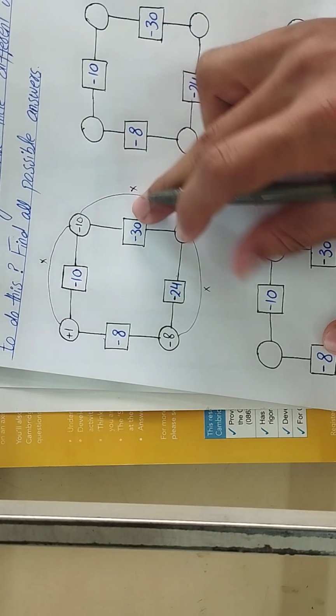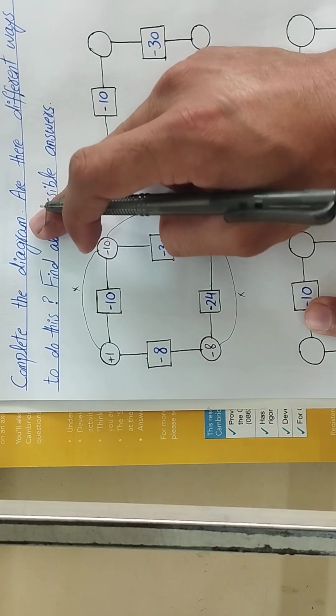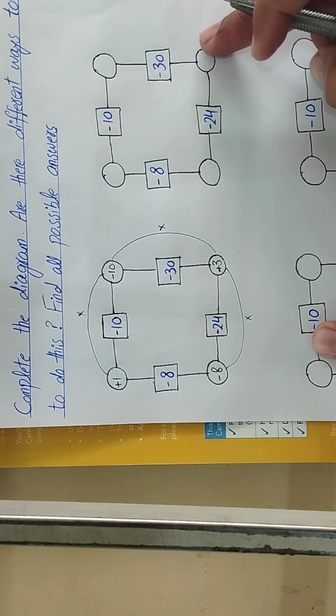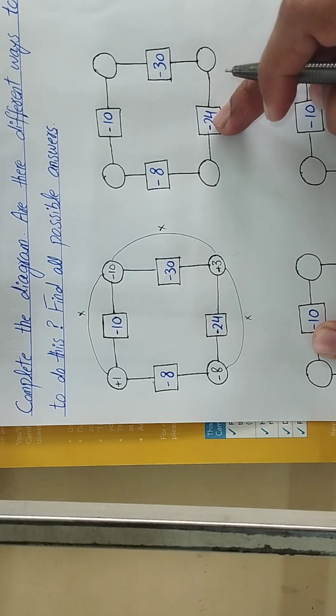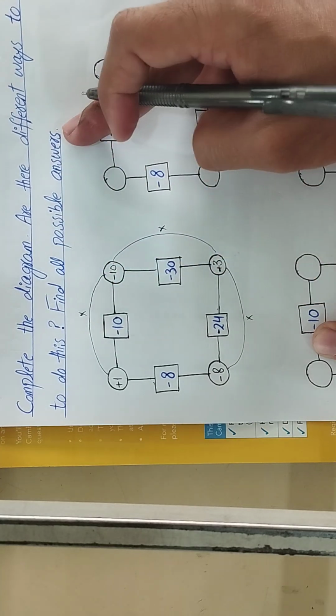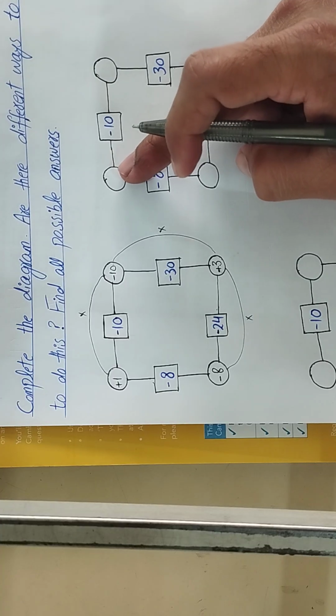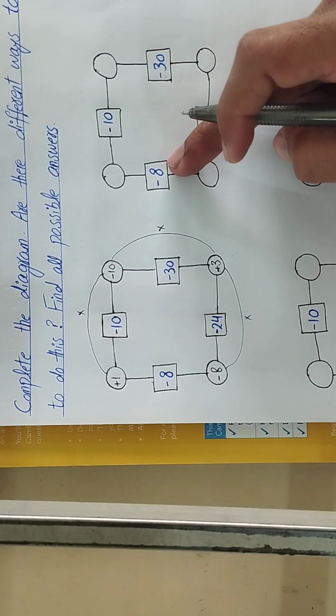We have completed this diagram. The statement was: complete the diagram. Are there different ways to do this? Can we write different numbers in the circles to get the same answers? Find all the possible answers. So there are multiple answers to this question, and we need to find all the possible answers.